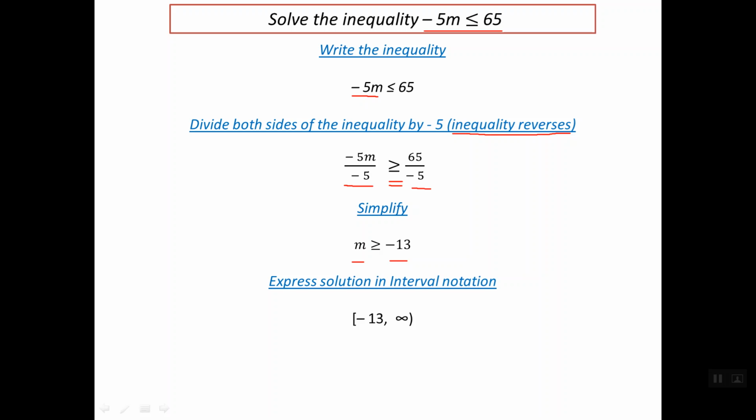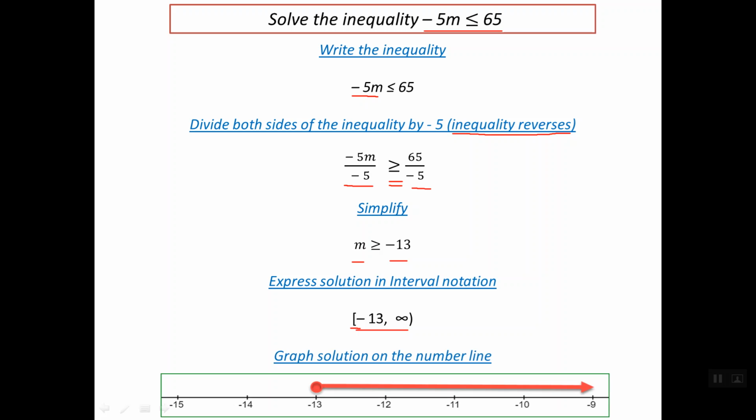Now we can express the solution in interval notation. So we say that any value of the variable in the interval starting from minus 13 till positive infinity is a solution. And see that minus 13 is part of the solution, so we draw this bracket. And regarding graphing the solution on the number line, the arrow is oriented to the right side, starting from minus 13 till plus infinity.